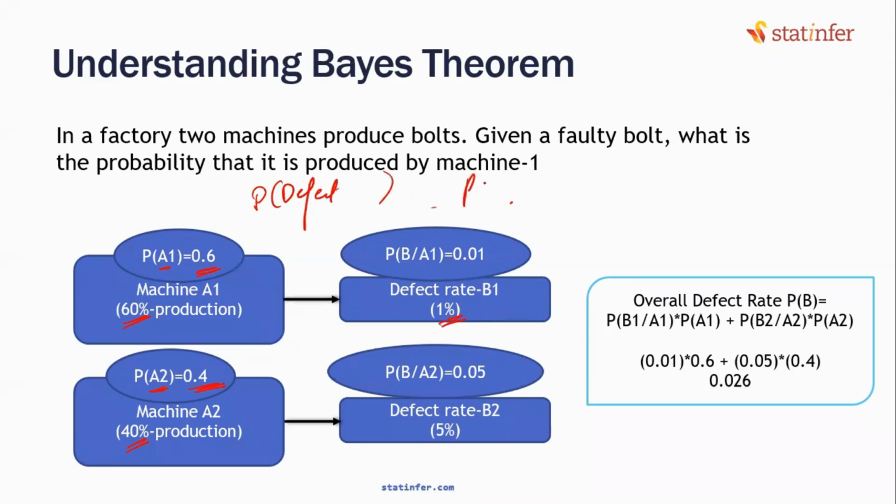This is also probability of defect only. But the first one is probability of defect given the machine is A1. Given some prior information, this probability is how much? 1%. Probability of defect only, but the prior information is given the machine is A2. What is the probability? Given the machine is A2, the probability is 5%, 0.05.